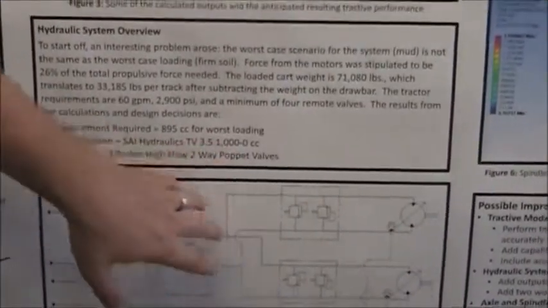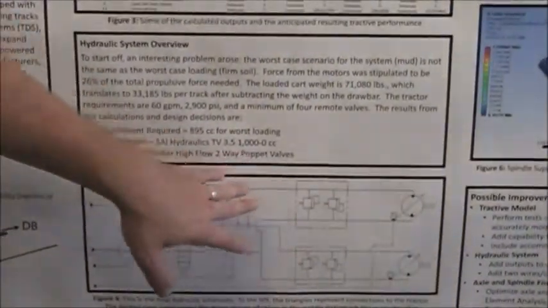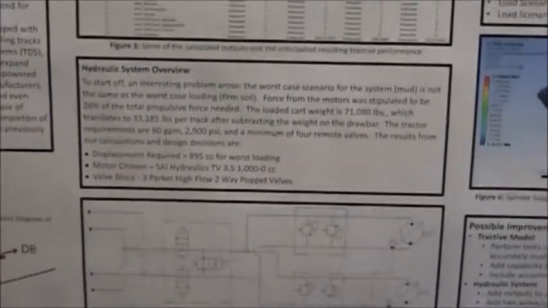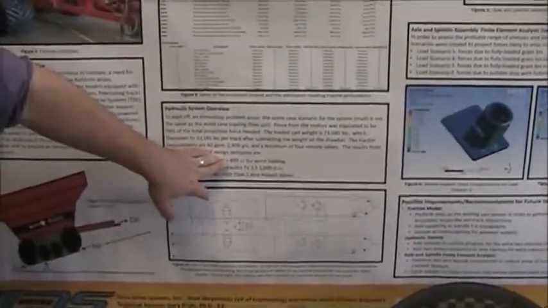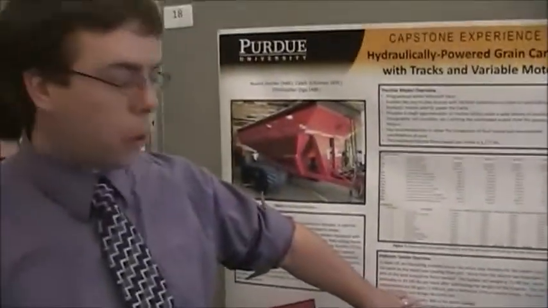So we went through and did the design. We decided on SAI Hydraulics TV 3.5 with 1,000 cc displacement. This allowed for a roughly 100 cc displacement buffer from our worst case loading. We wanted the motors to be providing about 26% of the tractive or propulsive force needed for the grain cart. So that's what we used when we went in and did the calculations like Austin was talking about.